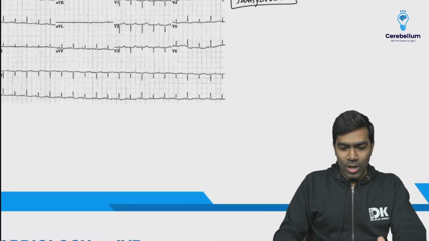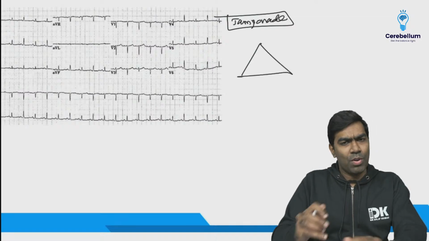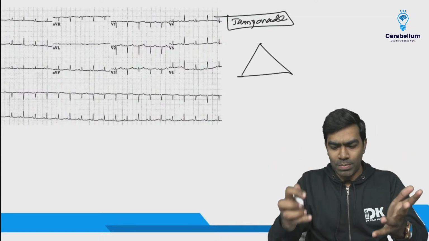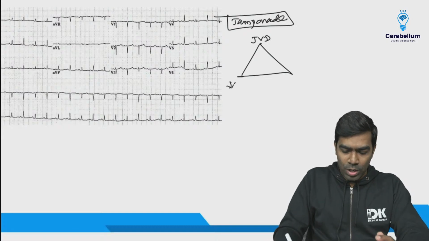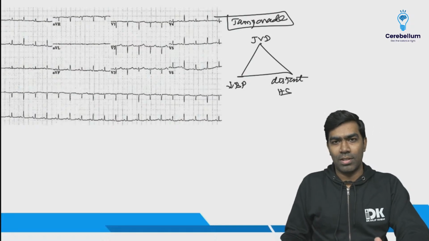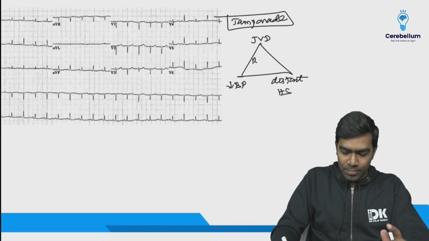Okay. So what are the features of tamponade? Clinically, everyone would have studied there is something called Beck's triad. So what is Beck's triad? You're going to have jugular venous distension. You're going to have hypotension. And you have muffled heart sounds, or we can call it distant heart sounds. This is the typical Beck's triad.